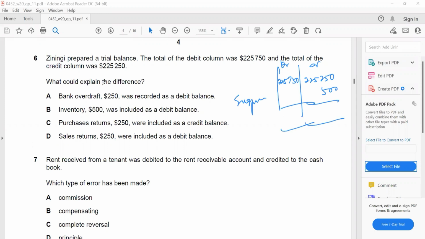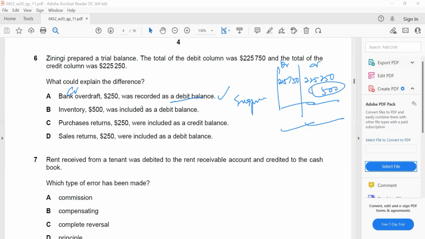Okay, what could explain the difference? What causes this difference, the debit side being more than the credit side? A bank overdraft of 250 was recorded in the debit. So when you put in a debit balance here, this was supposed to be credit. You go and put debit. This will cause the amount to increase by 500. Okay, so A is correct.